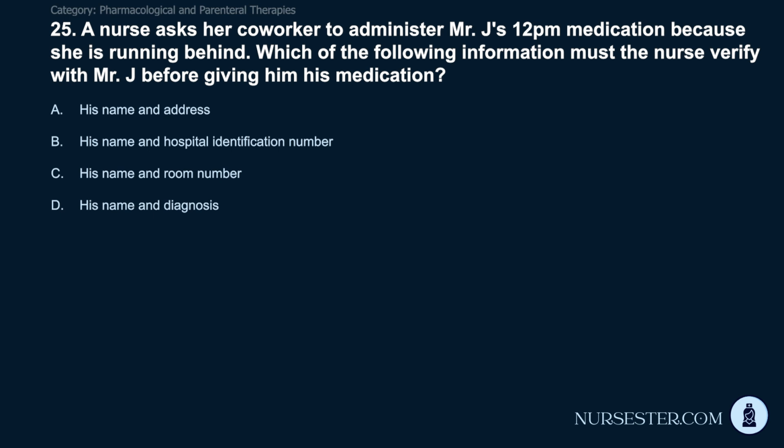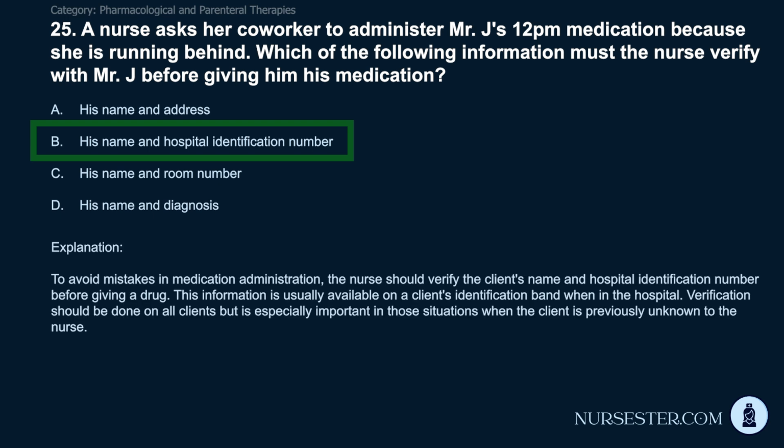D. His name and diagnosis. Correct answer, B. His name and hospital identification number. To avoid mistakes in medication administration, the nurse should verify the client's name and hospital identification number before giving a drug. This information is usually available on a client's identification band when in the hospital.